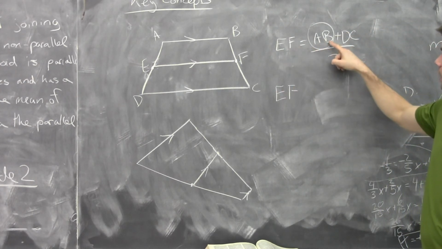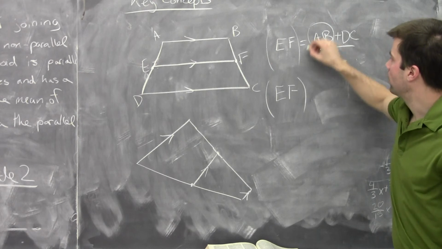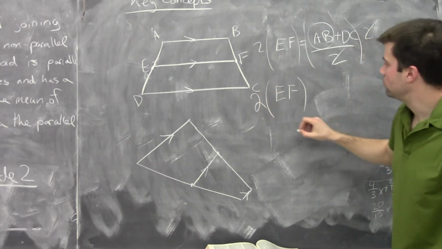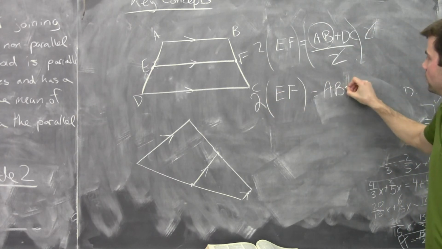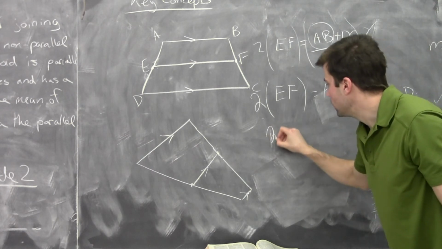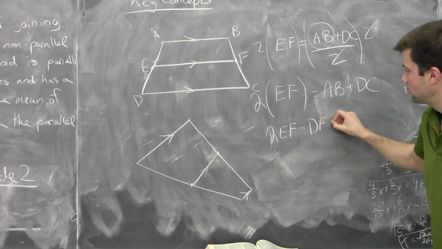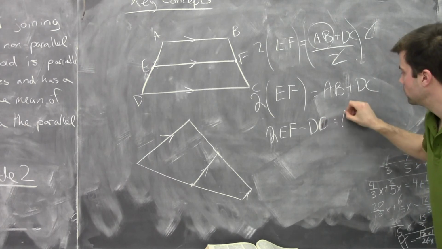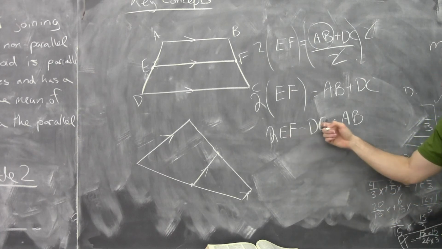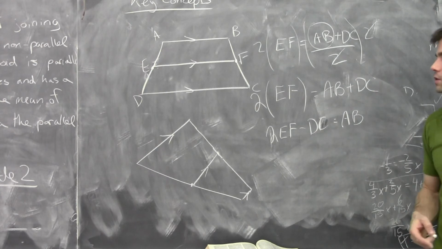So we want to isolate AB. We need to multiply both sides by 2, so the 2's cancel here and a 2 goes here. So it's 2EF equals AB plus DC. You follow that so far? Now from 2EF, we're going to subtract DC, and that is equal to AB. So that's how you find AB if you knew the length of EF and DC. Any questions there? Good question though, because that's part of your homework.